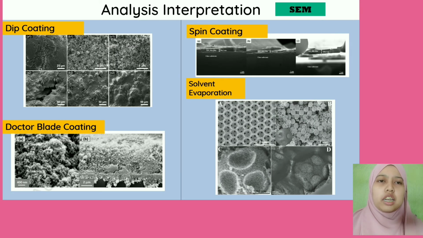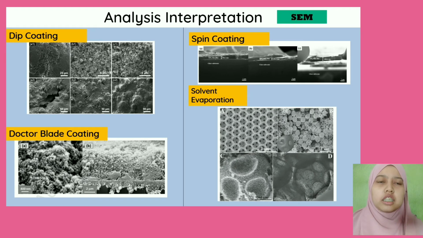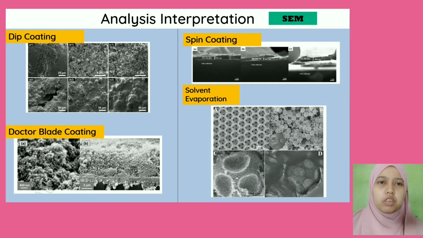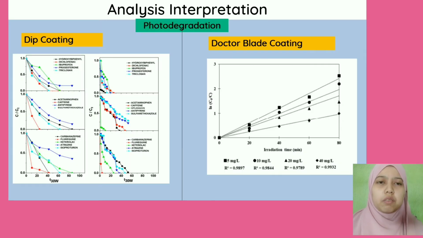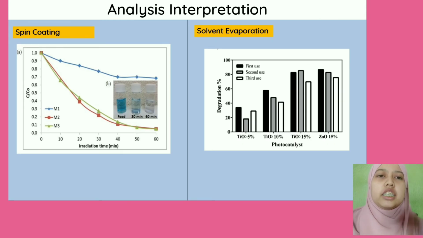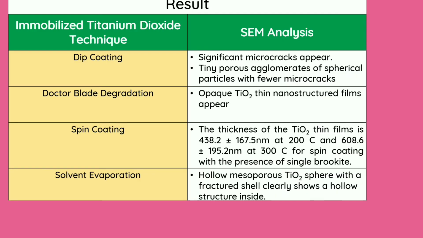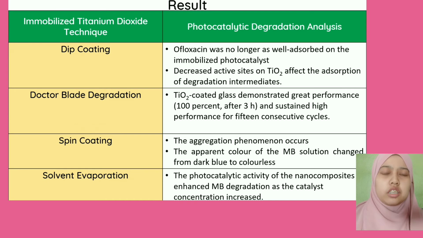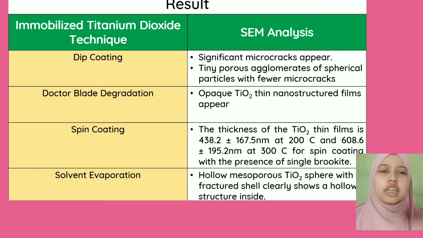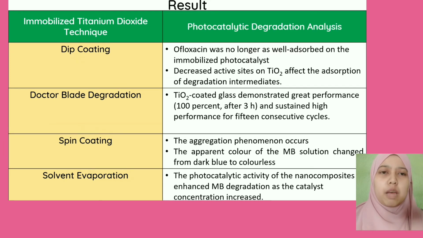Furthermore, we move on to analysis and interpretation. This slide shows the figure of immobilized titanium dioxide using various types of methods by SEM. This slide shows the figure of the behavior of titanium dioxide using many types of techniques by photocatalytic degradation. The result shows that spin coating can be considered the best coating technique in comparison to other techniques based on its surface distribution effect and ability to control the coating thickness.